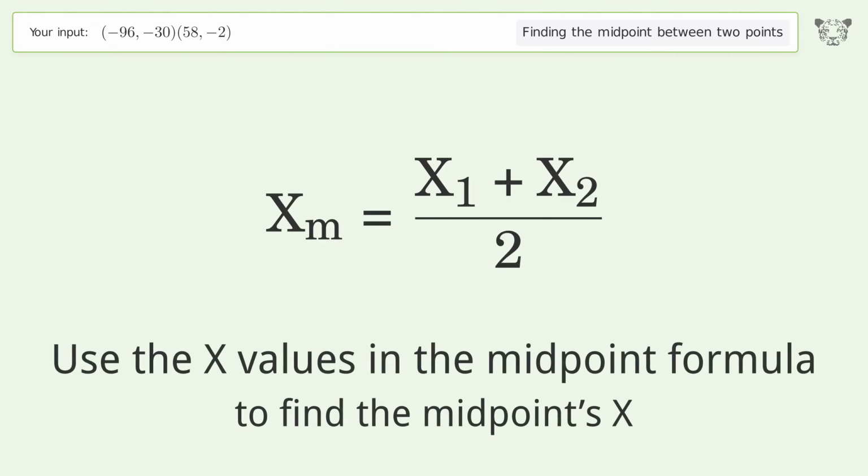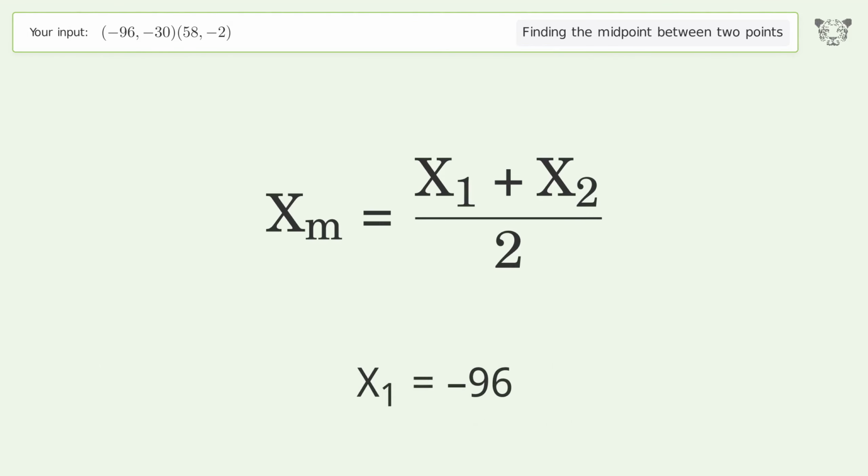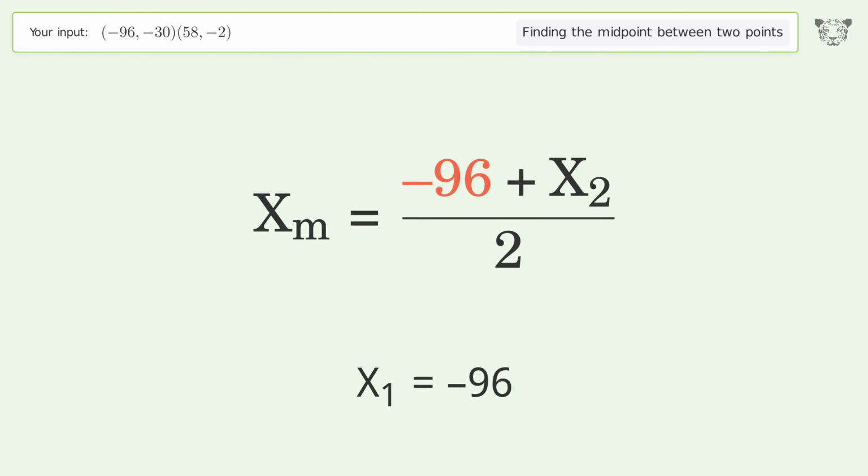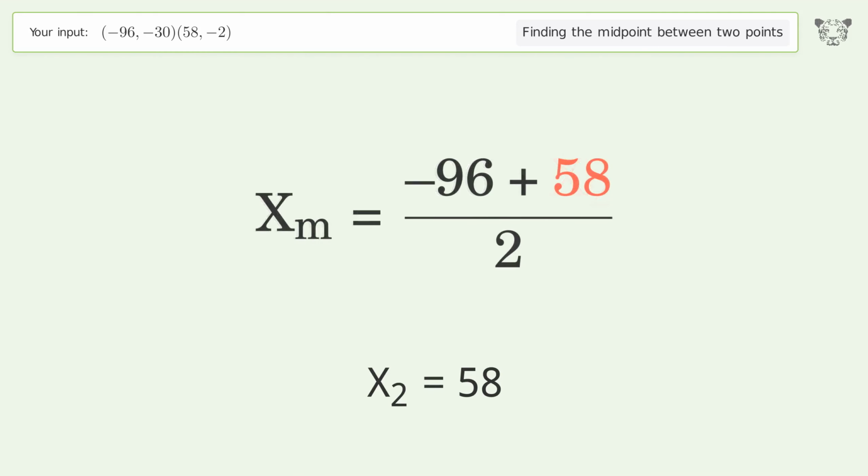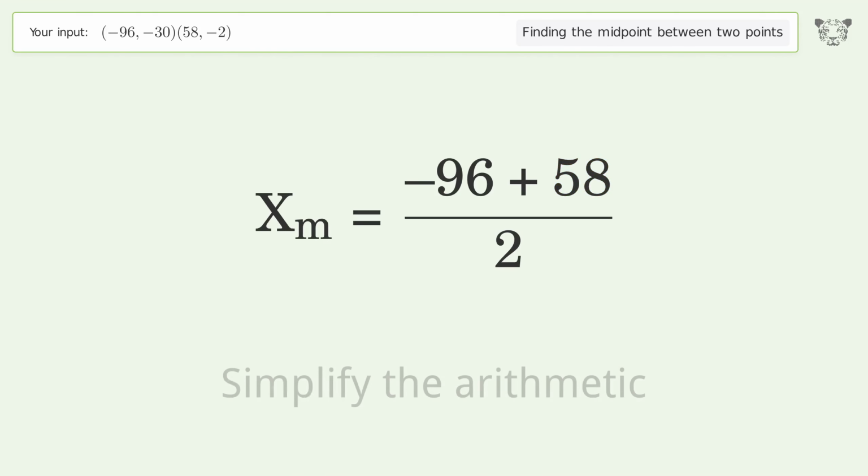Use the x values in the midpoint formula to find the midpoint's x. x1 equals -96. x2 equals 58. Simplify the arithmetic.